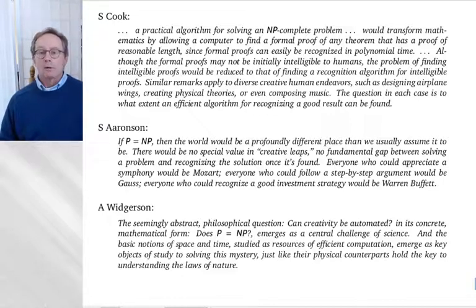So Cook, of course, the person who originally showed the Cook-Levin theorem: a practical algorithm for solving an NP-complete problem would transform mathematics by allowing a computer to find a formal proof of any theorem that has a proof of reasonable length. That's what Gödel was talking about, since formal proofs can easily be recognized in polynomial time. Although formal proofs may not be initially intelligible to humans, the problem of finding intelligible proofs would be reduced to that of finding a recognition algorithm for intelligible proofs.